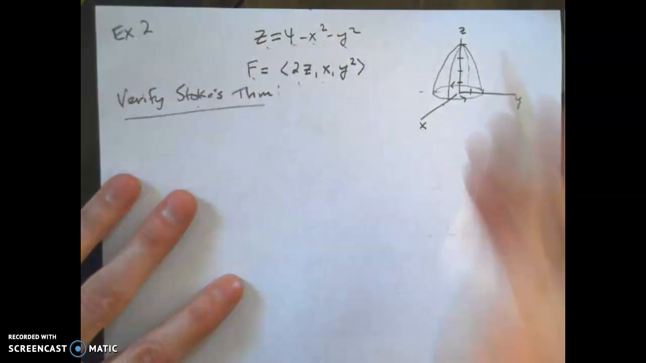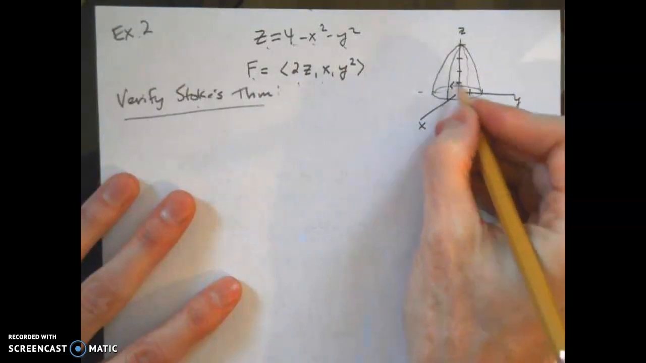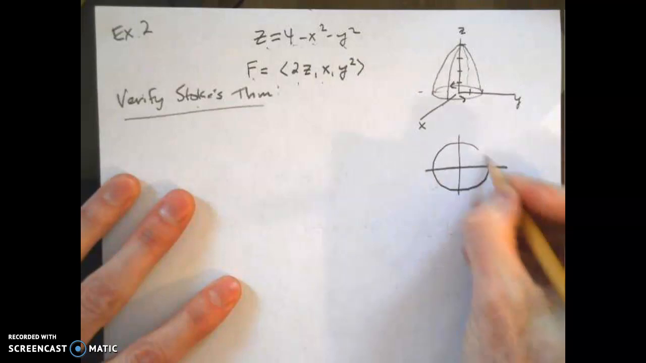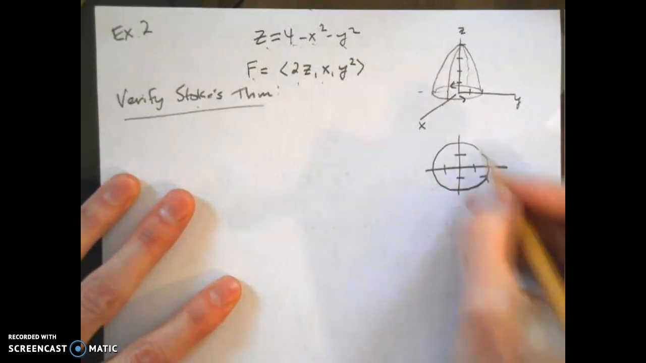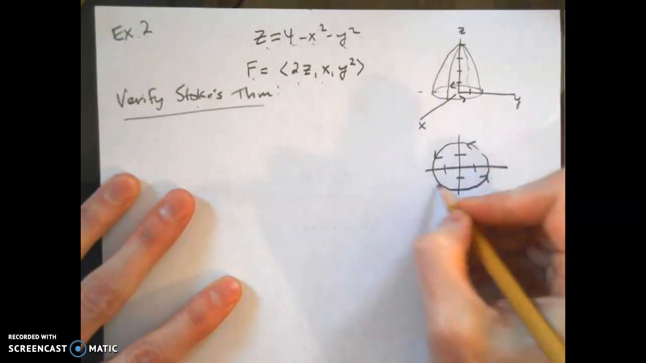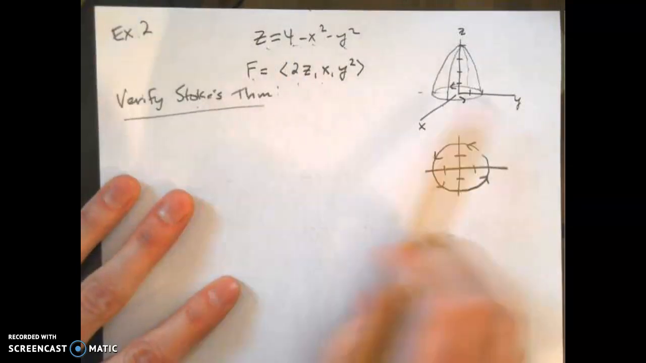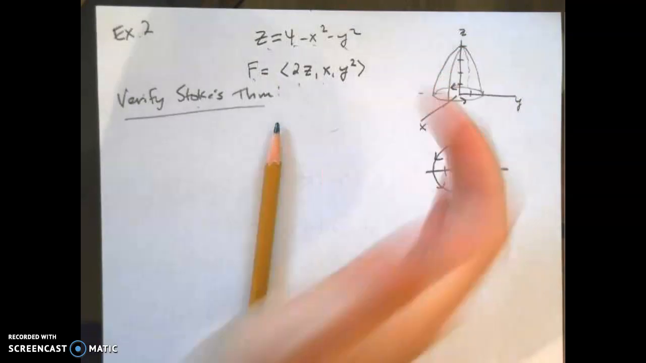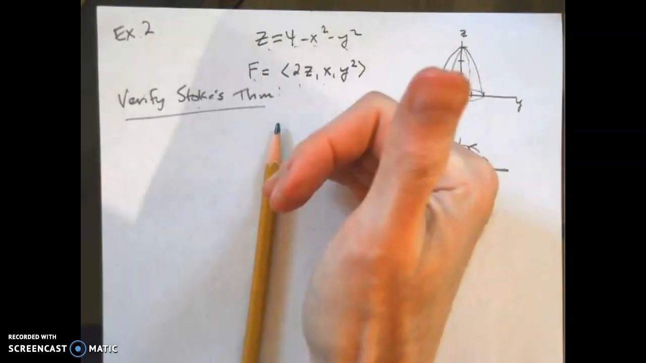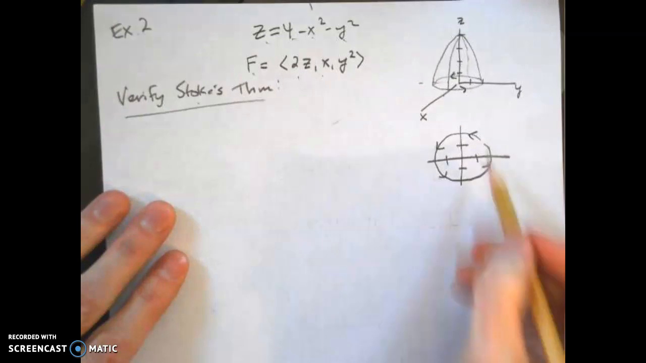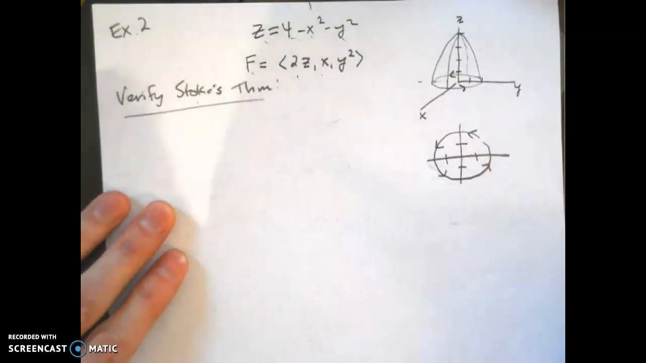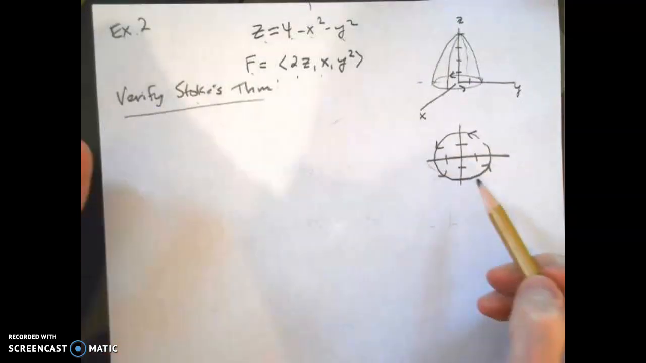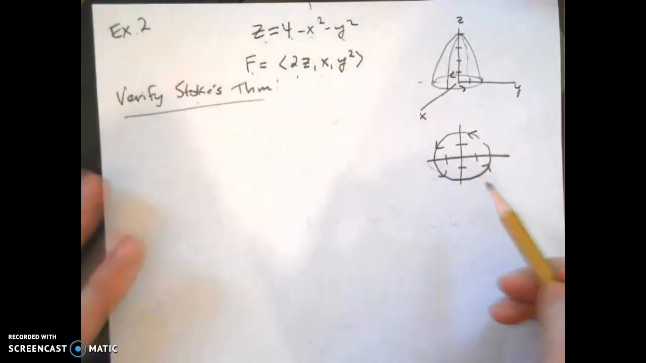Okay, so your boundary curve is going to be this circle in the xy plane with a radius of 2. And it's going in this direction, which is important because you have to think of the right-hand rule. So if it's going around this way, your thumb would be pointing up. So the positive orientation is always up. If it went the opposite way, our answer would just be negative, or the opposite of whatever we get.